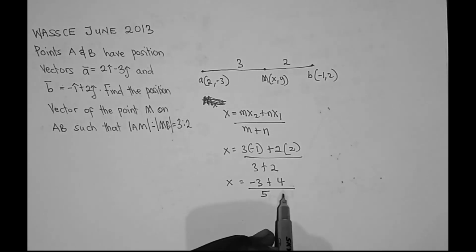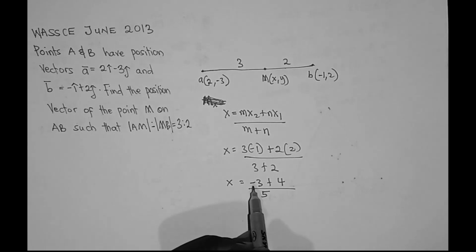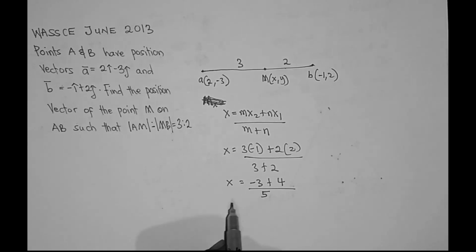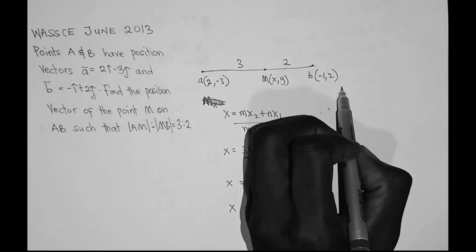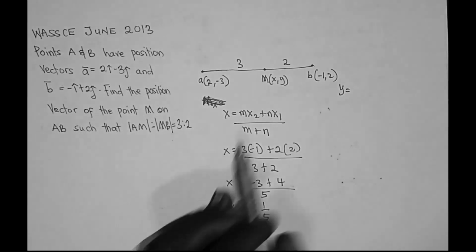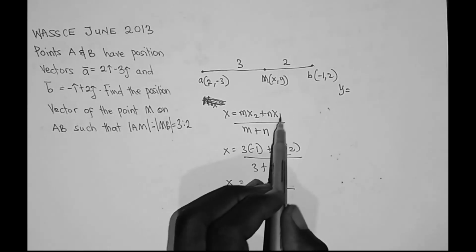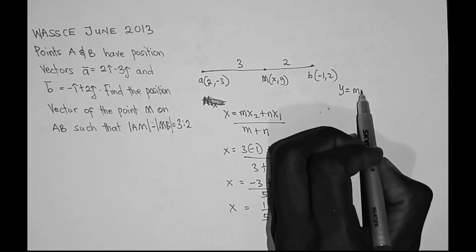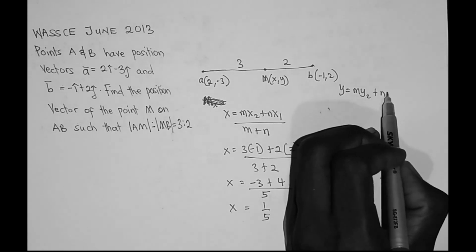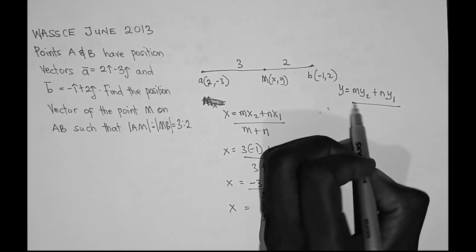So minus 3 plus 4 is 1. So x is equal to 1 over 5. So we found the X component of M. Let's find the Y component. For Y, we just replace x1 and x2 by y1 and y2. So y is (m y2 plus n y1) divided by m plus n.